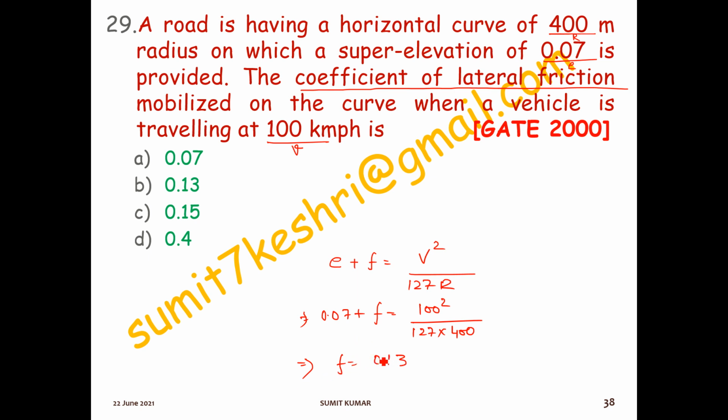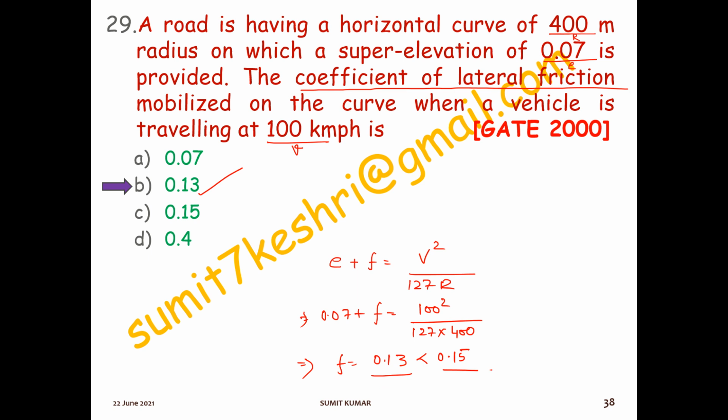Okay, so here again check the value of f, which is smaller than 0.15. As per IRC, what is the maximum value of friction? 0.15. But here it is coming 0.13, which is lesser than 0.15, so it is okay. 0.13 is the right answer. Option number B will be your right answer for this question.